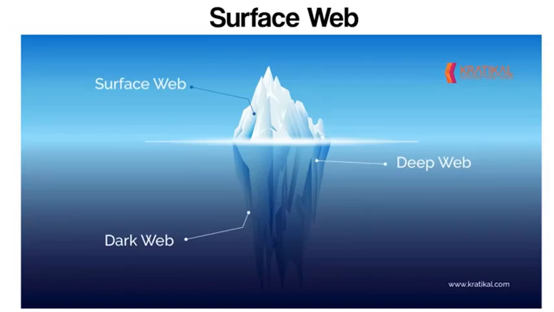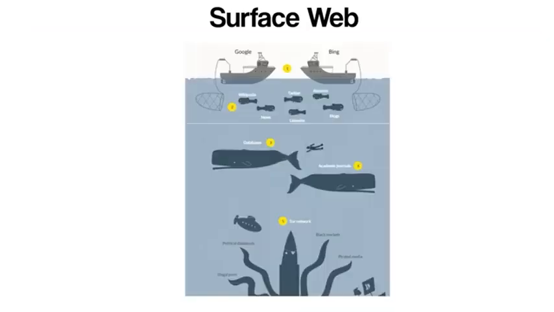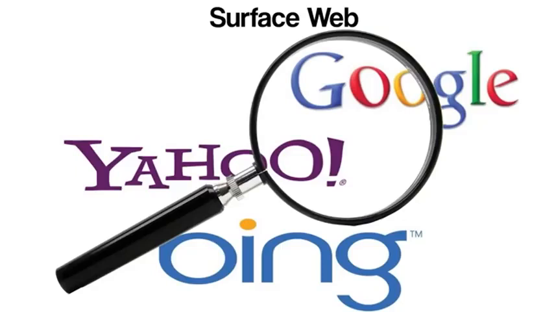The surface web, also known as the visible or indexed web, represents the first and most accessible layer of the internet. It encompasses all websites and web pages that are indexed by traditional search engines such as Google, Bing, and Yahoo. This means that the content within the surface web can be easily found and retrieved by using search engines, making it the most familiar and widely used portion of the internet by the general public.